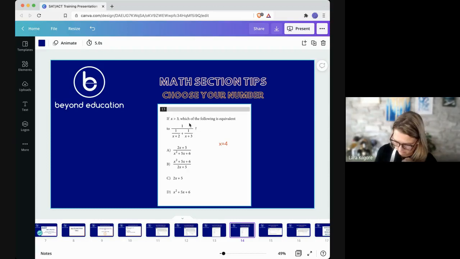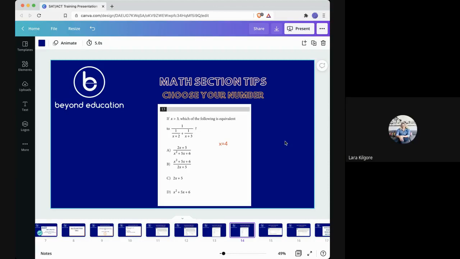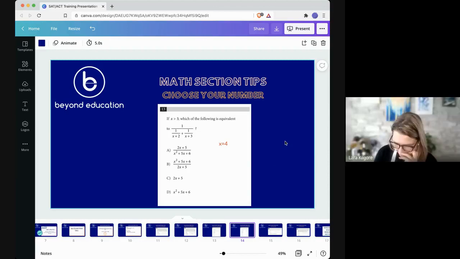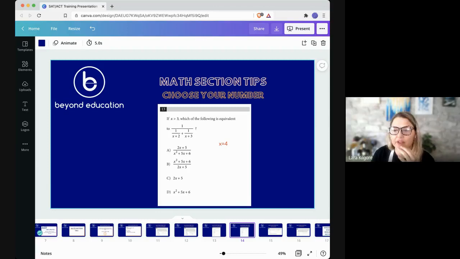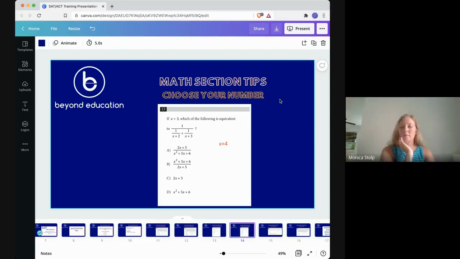Did anybody solve using 4? What you all got? Anybody wants to share? It'd be 13. You got 13 even? Yeah. So when you have a fraction under a fraction, you can just flip it so the x plus 3 and the x plus 2 just go on top.